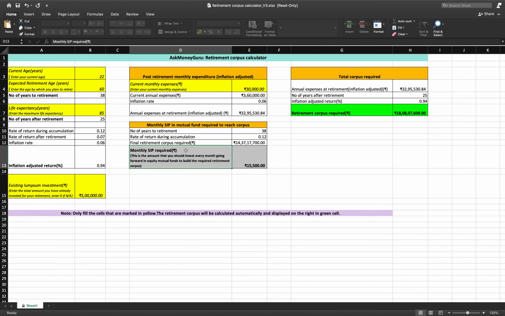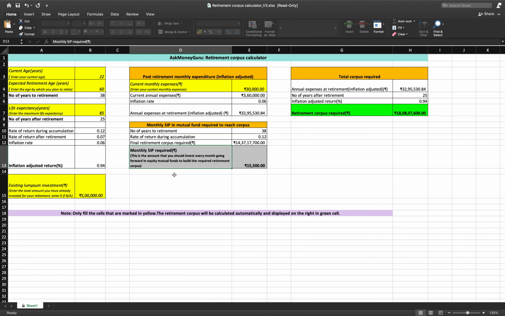So let's say we have the number of years to retirement mentioned here. Then we have the rate of return during accumulation, which is 12% default for equity mutual funds, and this is the final retirement corpus required. So then the monthly SIP required will be calculated here. So based on the retirement corpus required, the monthly SIP required will be mentioned here. So this basically means the amount that you should invest every month going forward in equity mutual funds if you have to build the retirement corpus required. So basically this is what I think each of the terms mean.